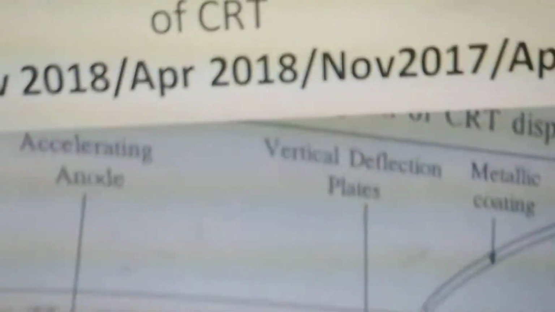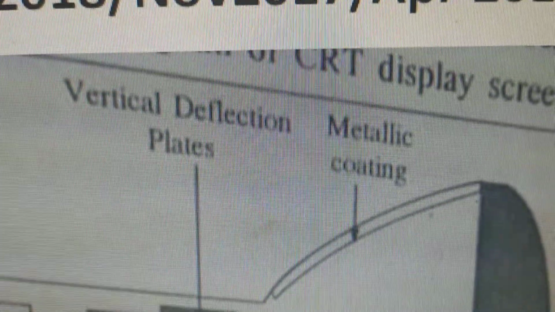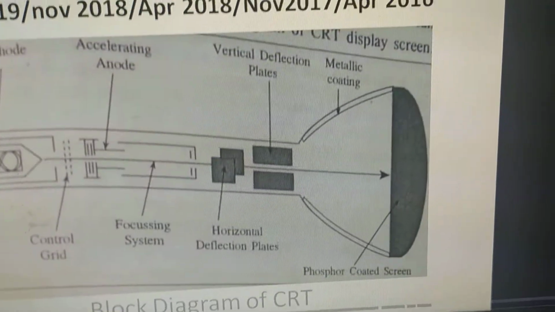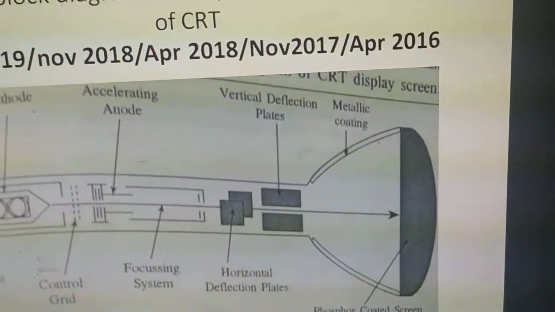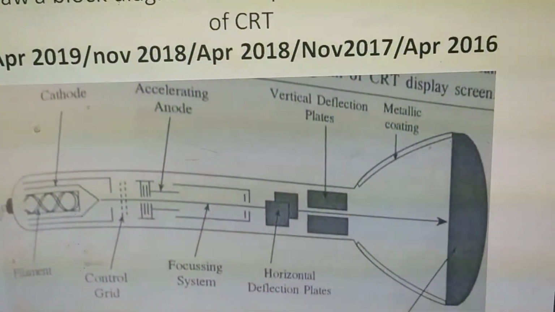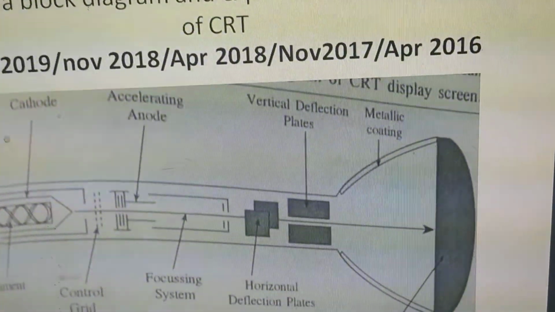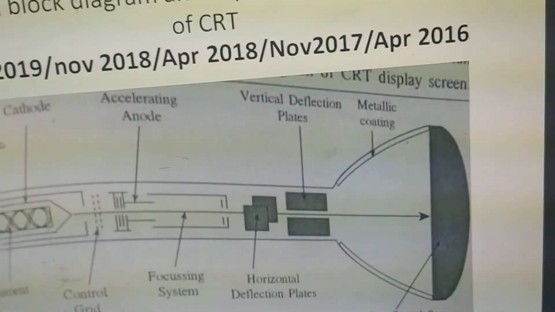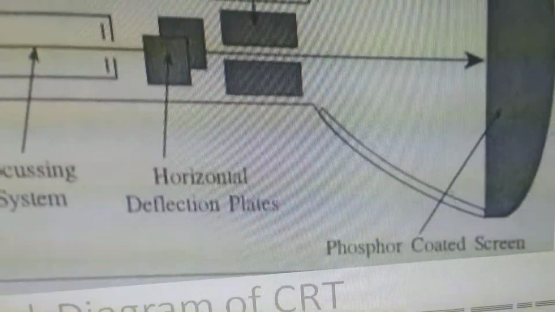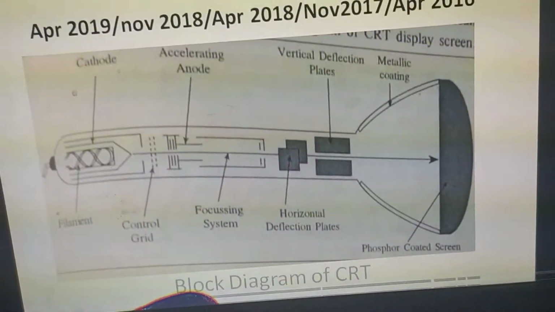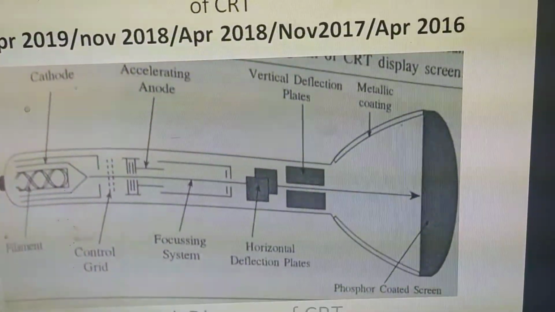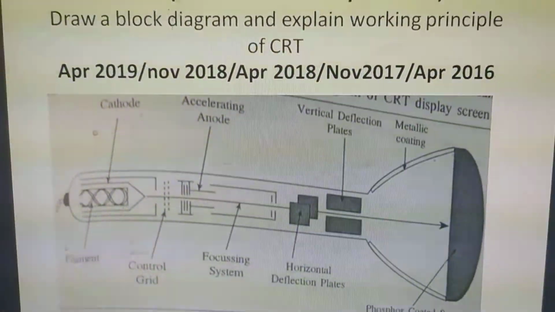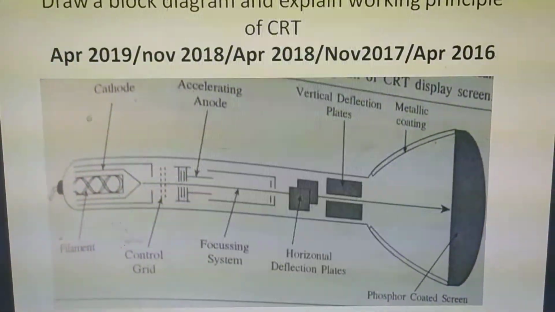Then there is a metal coating on the sides of the CRT, cathode ray tube, which avoids the electrons spilling out of the CRT. And the phosphor coated screen contains phosphor elements coated on the screen to make the electrons glow on the screen, so that we can clearly watch what is being displayed on the screen.